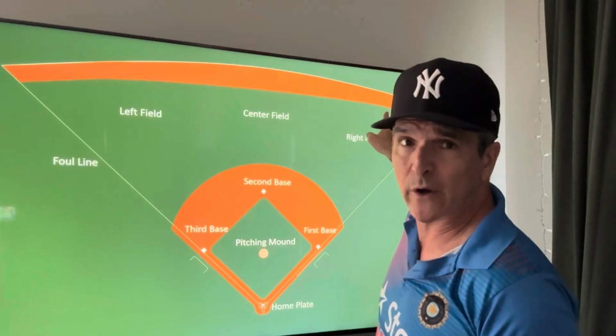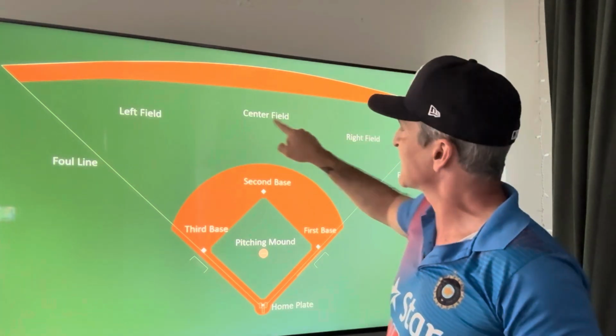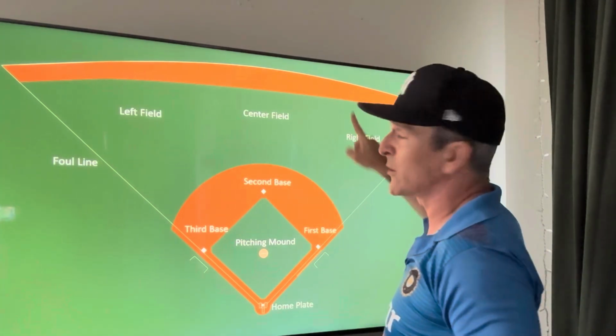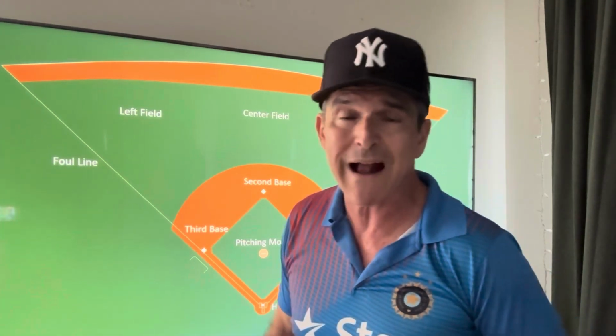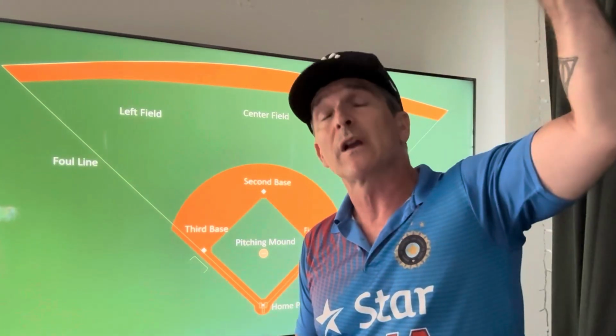This is called the warning track. And what it lets outfielders do is run toward the fence, and you can feel the change of terrain under your feet go from grass to dirt while you're looking up at the ball, which is to let you know, warning, you're about to hit the wall.